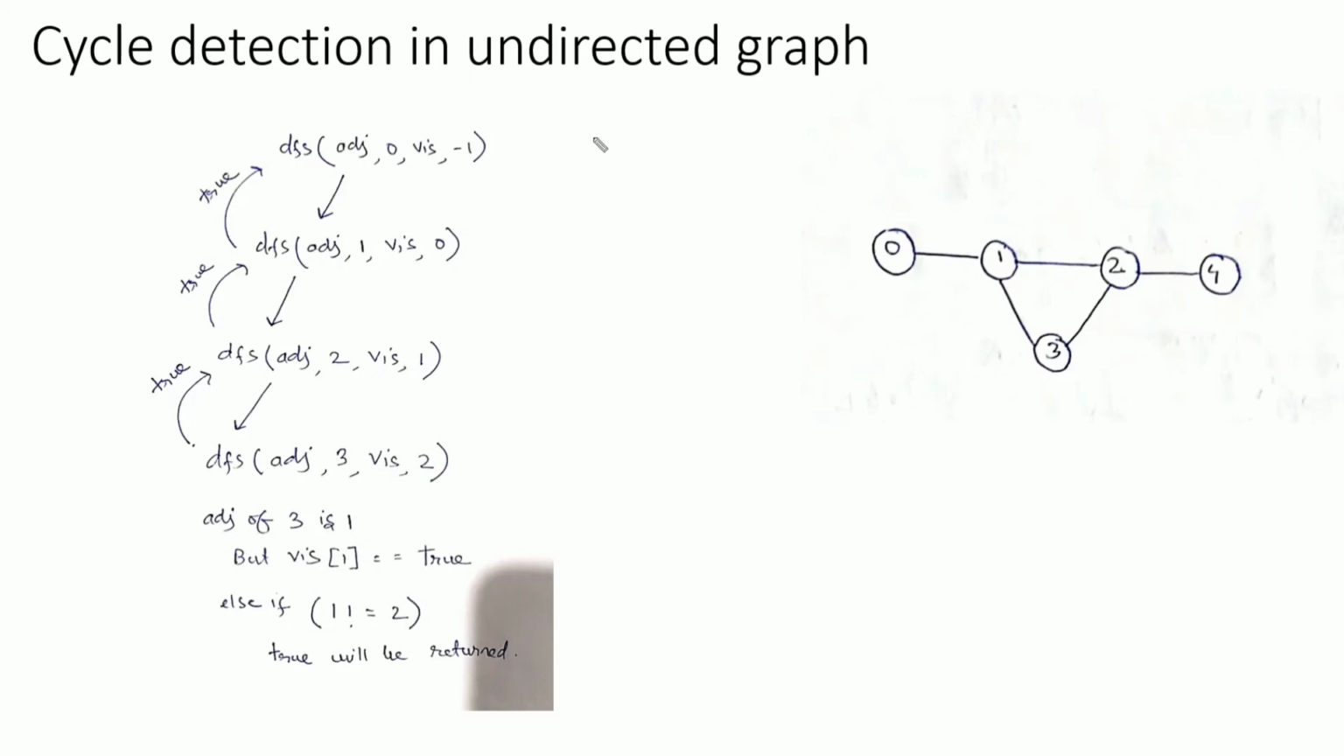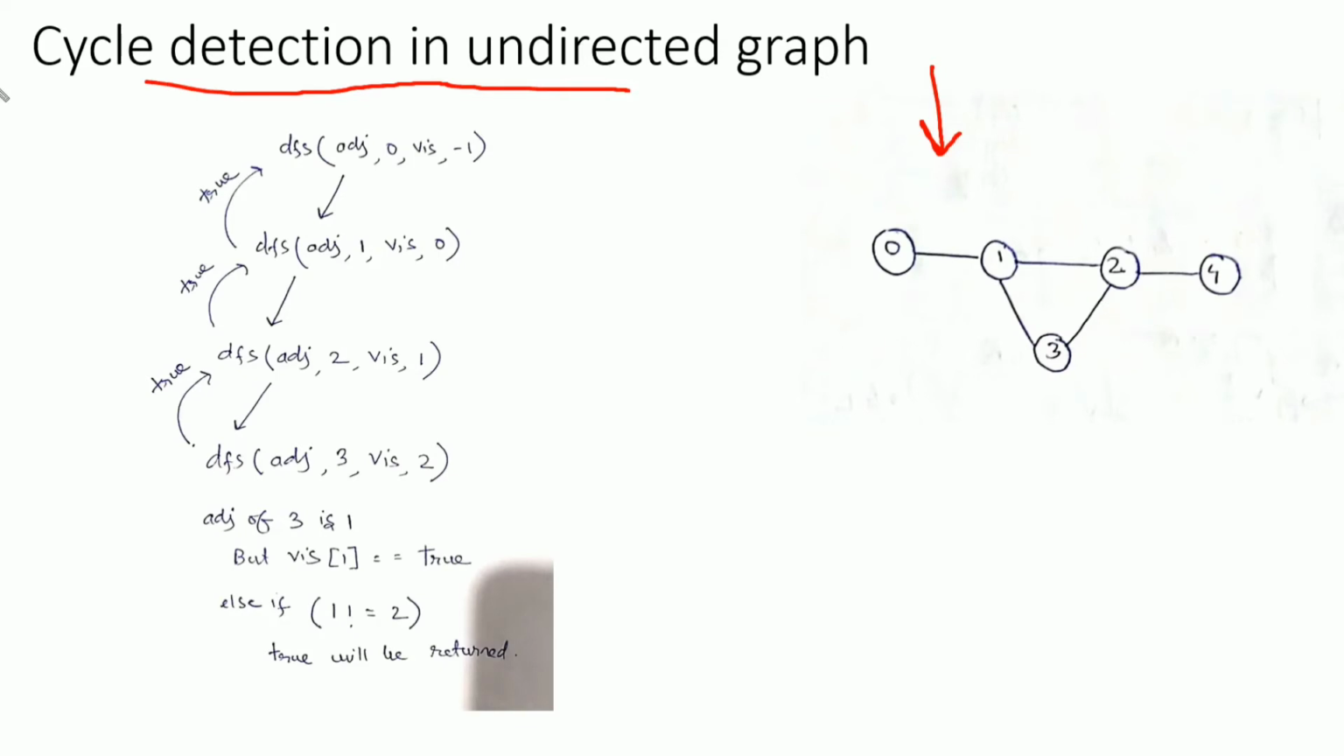Hello friends, in this video we will be discussing cycle detection in an undirected graph. This problem can be solved by using the DFS algorithm, and this is an important application of the DFS algorithm. There will be an undirected graph and we need to check whether there is a cycle or not. If there is a cycle, we need to return true, else return false.